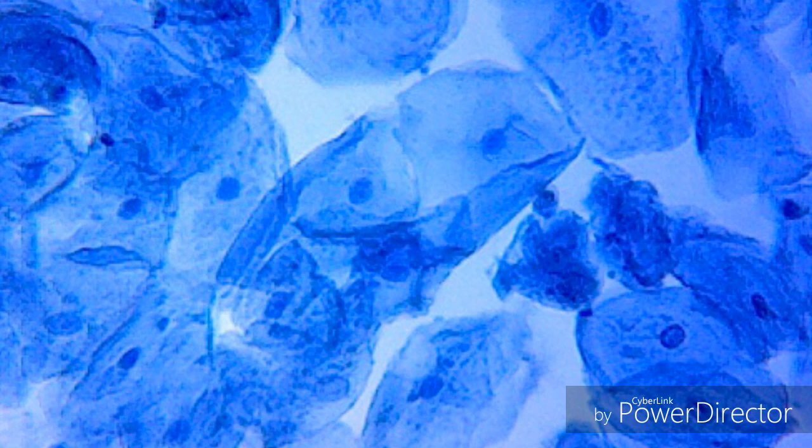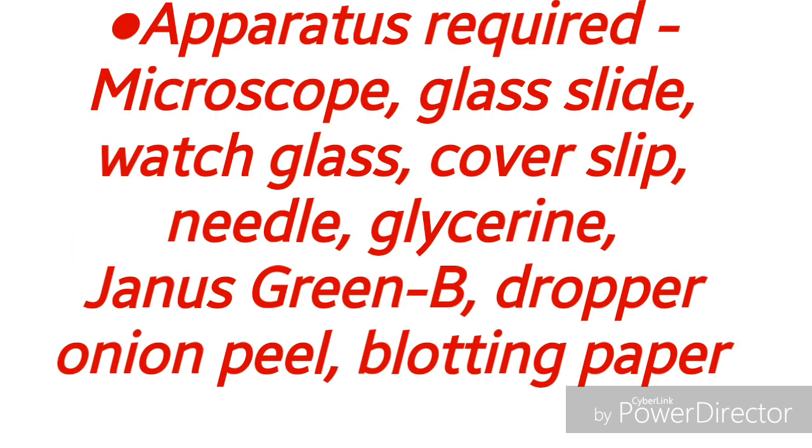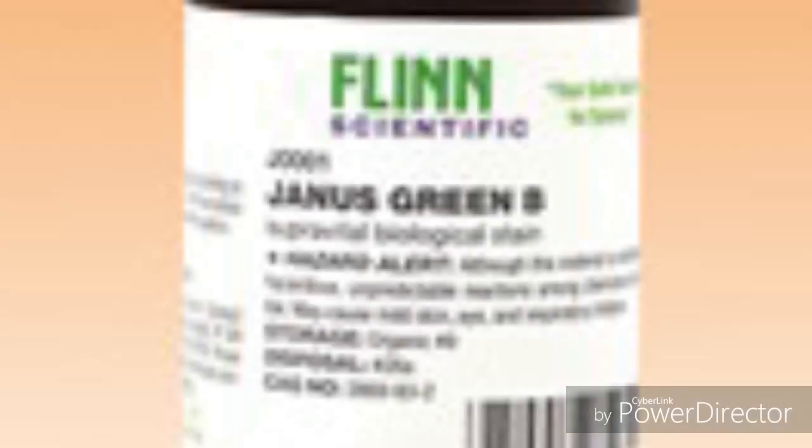Now let us observe mitochondria in onion peel cells. The apparatus required for this experiment are a microscope, glass slide, watch glass, cover slip, needle, glycerin, Janus green B dye, onion peel, and blotting paper. The procedure of the experiment is just like the previous experiment where we observed the nucleus in cheek cells.